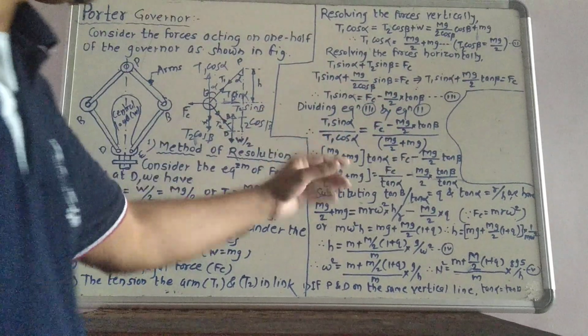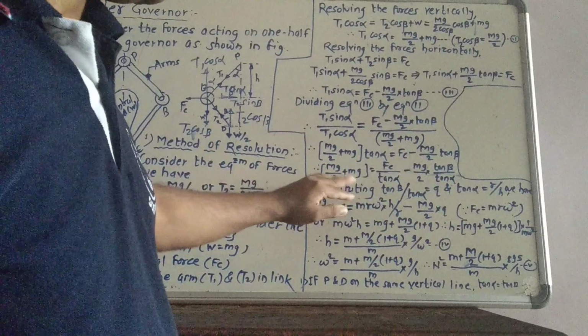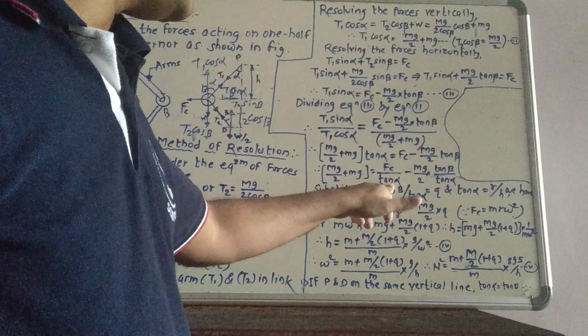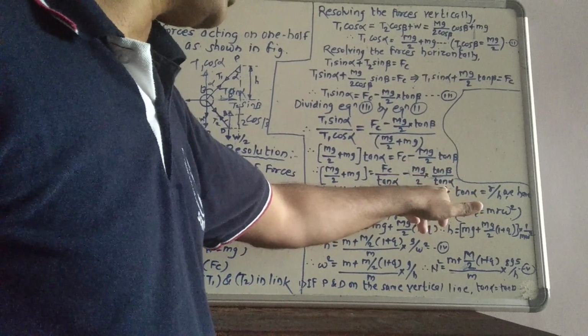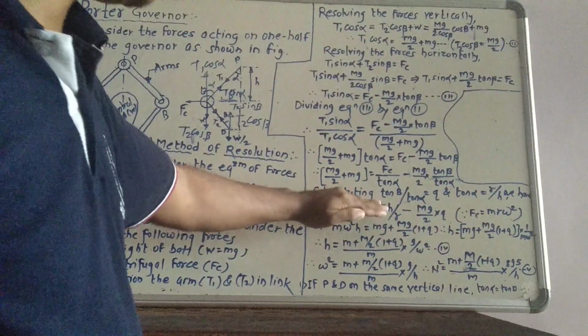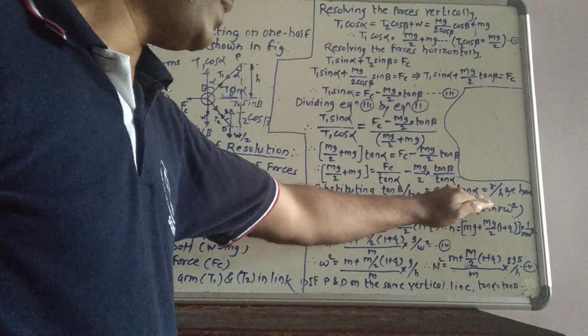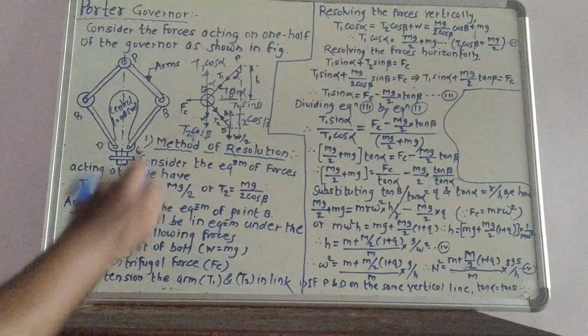Take this term here, okay? This term will remain as it is here. Now take this tan of alpha towards the right side, so it goes in denominator, here also in denominator, okay? Now substituting tan of beta by tan of alpha equals to Q, and tan of alpha equals to R divided by H. So what's about this R divided by H?